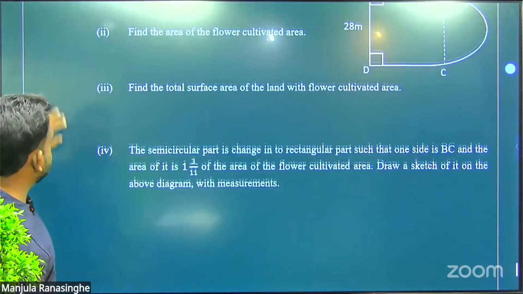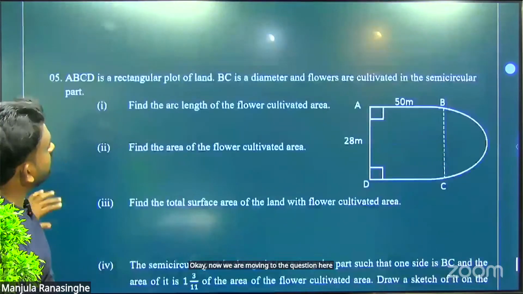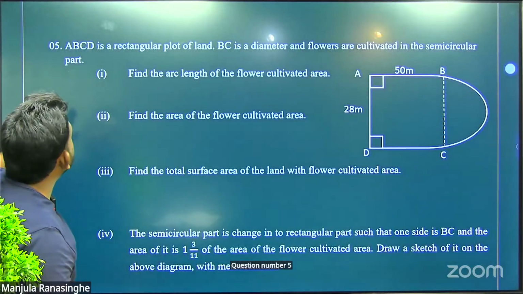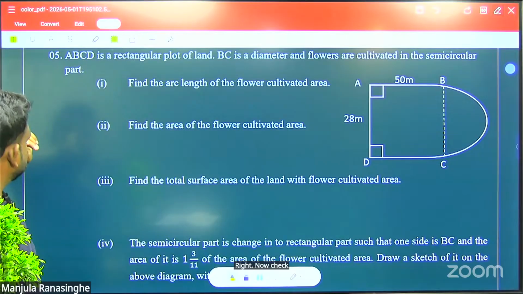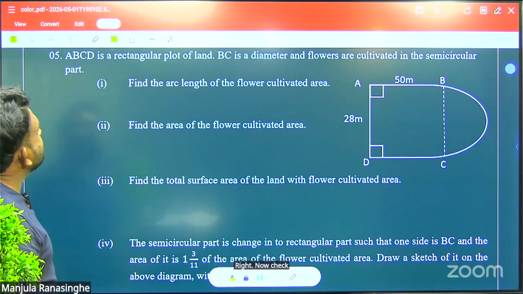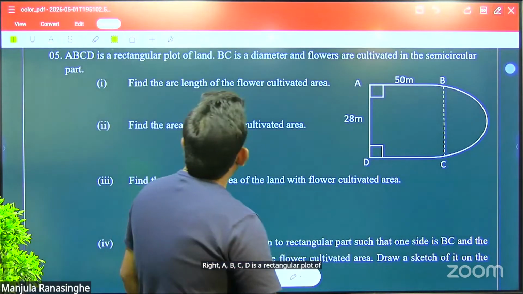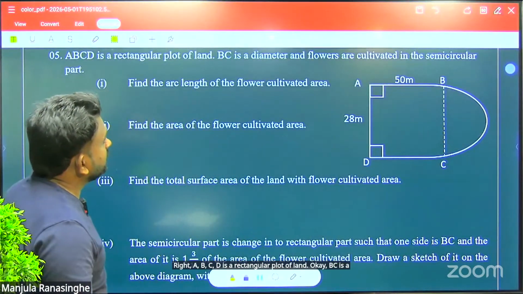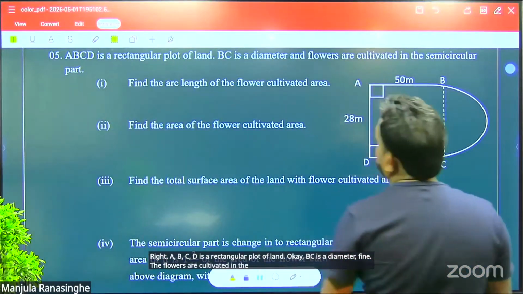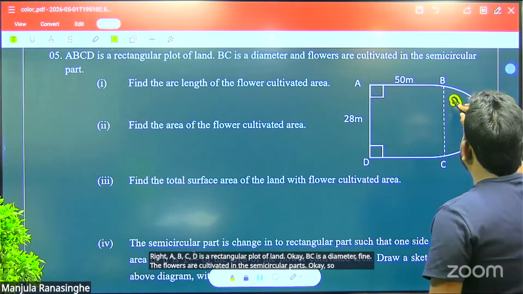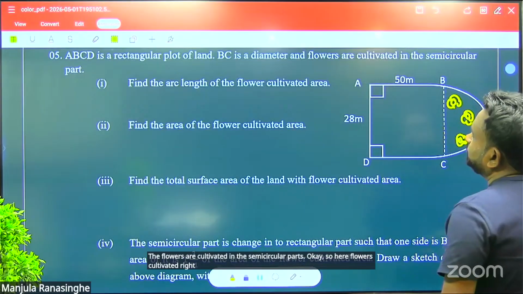Okay, now we are moving to the next question, question number 5, the area question. Now check. ABCD is a rectangular plot of land. BC is a diameter. The flowers are cultivated in the semicircular part. So here the flowers are cultivated. That is fine.